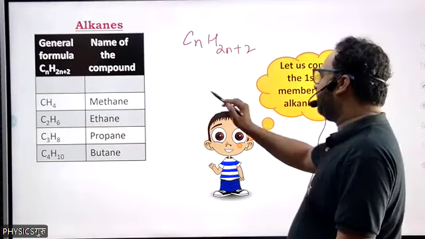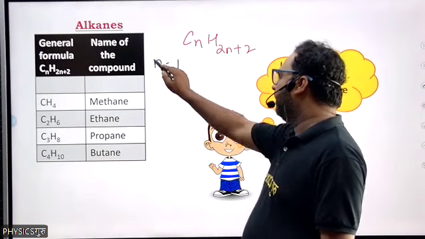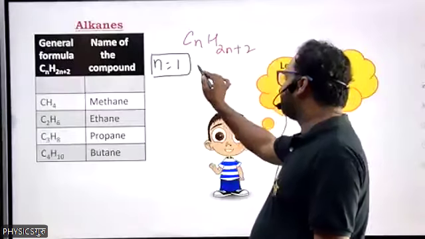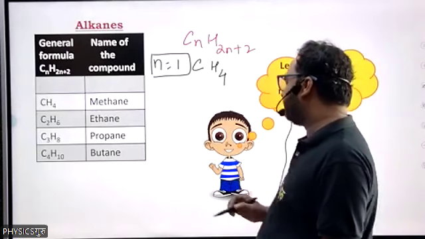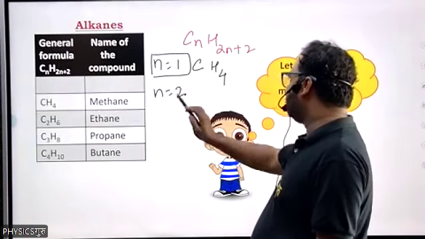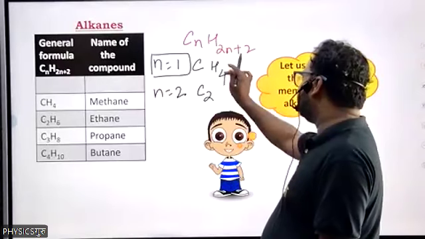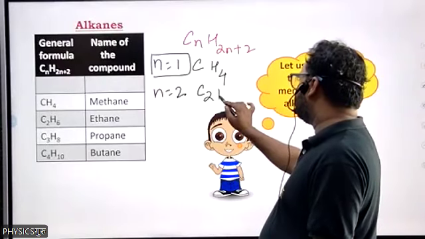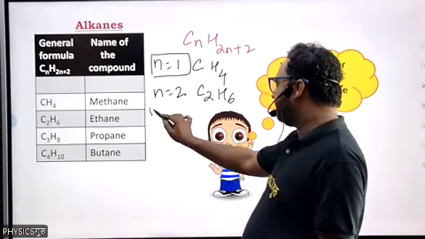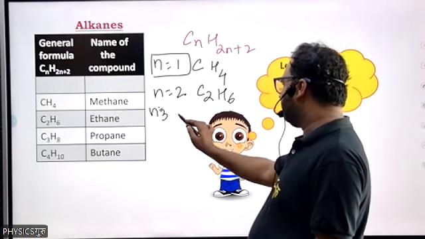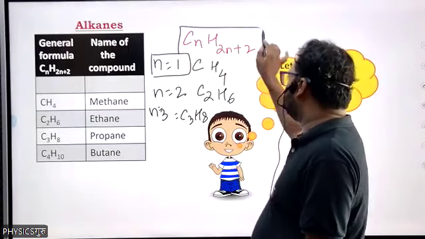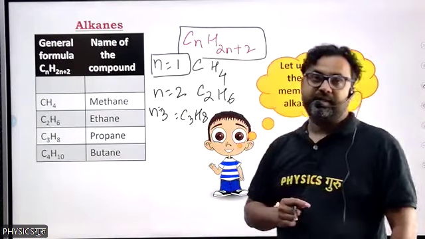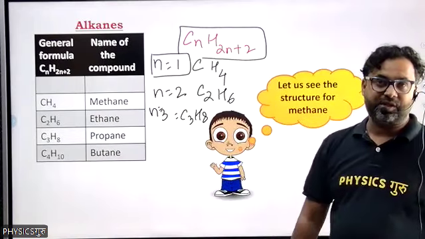If I put n equal to 1, the formula will reduce to C1H(2+2), that is 4, CH4. If I put n equal to 2, it is C2, H 4 plus 2, that is C2H6. If I substitute n equal to 3, it will be C3H8. So always remember the general formula for alkane. It is nothing but CnH2n+2.